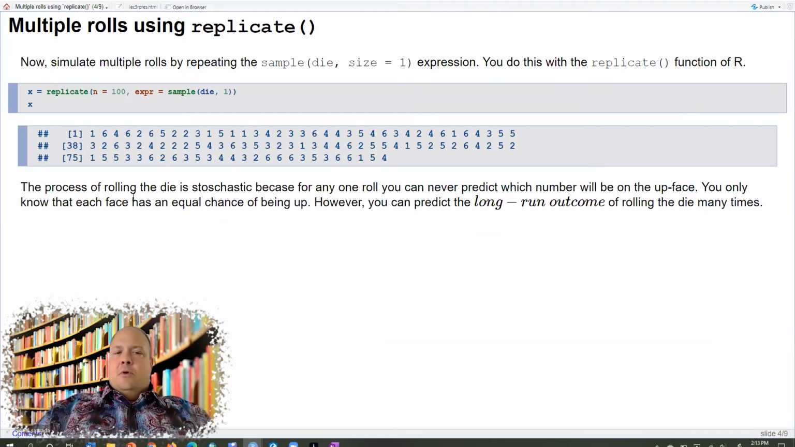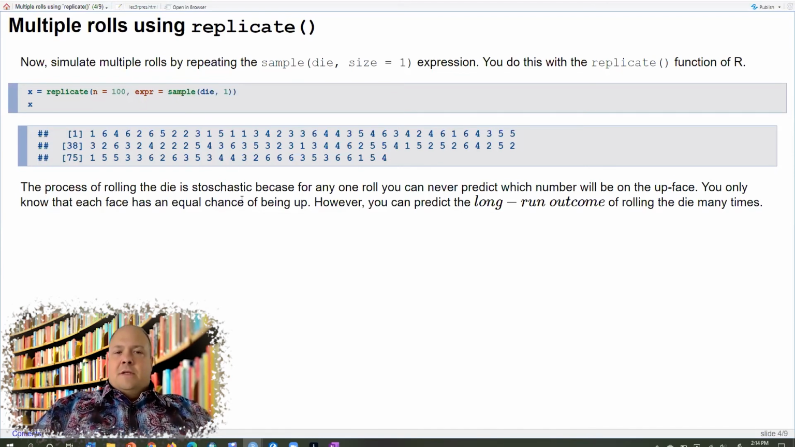And the process of rolling the die is stochastic because each roll is independent and it's based on random selection, so random numbers. We don't know which face will be up. So here in this example, the first roll was a one, the second roll was a six. And there's no way, based on the first two, to predict what the third one would be, or the fourth one, or the 50th one, or the last one. All we know is that for each sample that happens, each face has an equal chance of showing upwards or being selected.